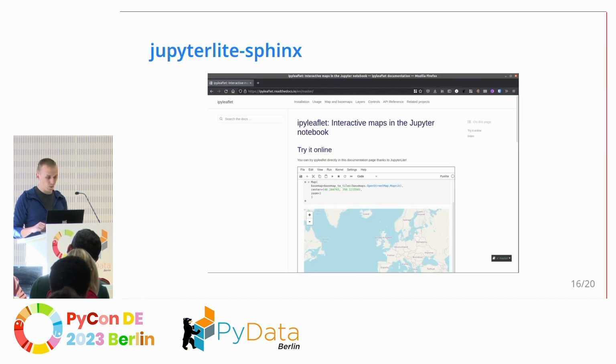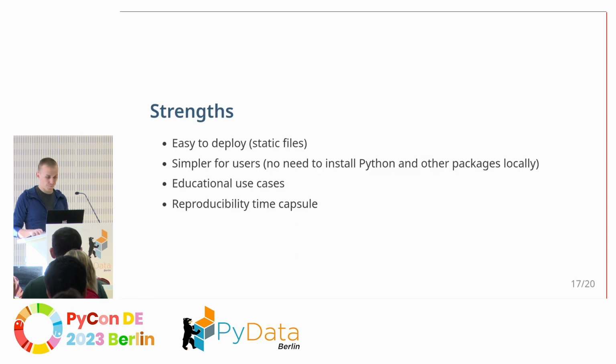Another way you can embed it is if you have docs. That's similar to what we saw before, with many packages that have started to use JupyterLite to embed a notebook or a code console in their docs. Again, the docs is where you go find information on how to use a package, and it's great if you can actually try it there directly. So the main advantages are that it's easy to deploy. It's just a bunch of static files. It's simpler for users. They don't need to install Python or any other packages locally. For educational use cases, especially when you want to do only very simple things or cover the basics of Python, this is very great.